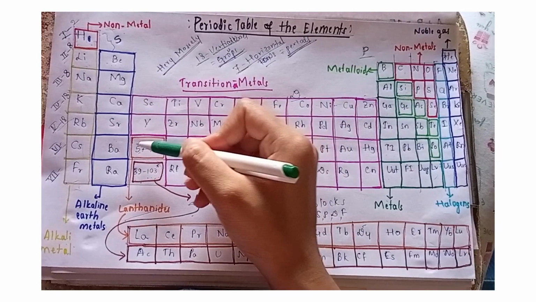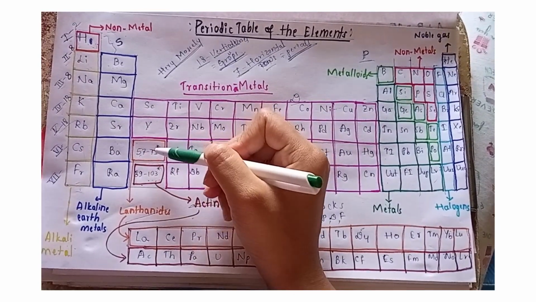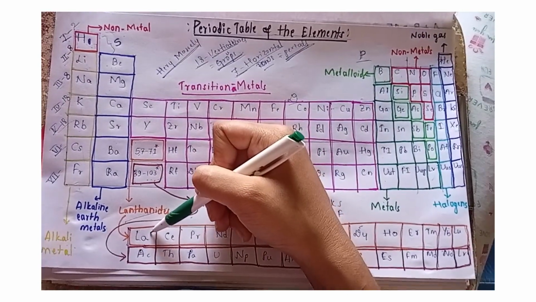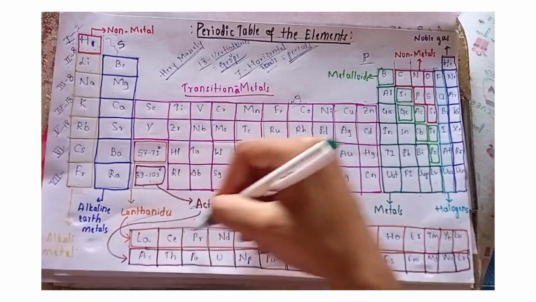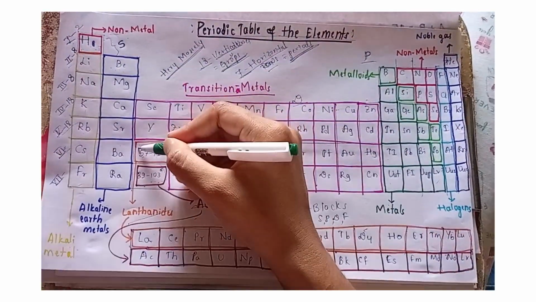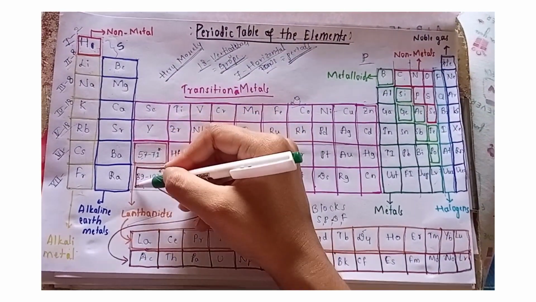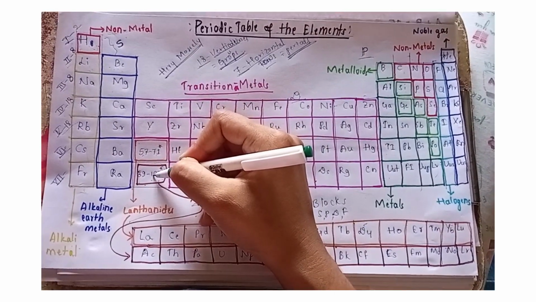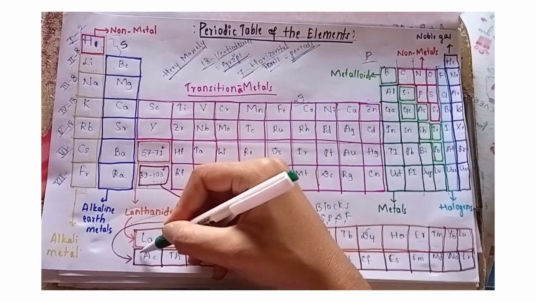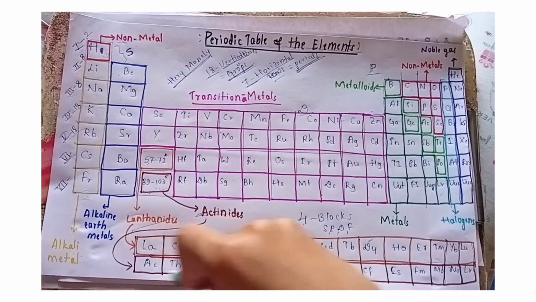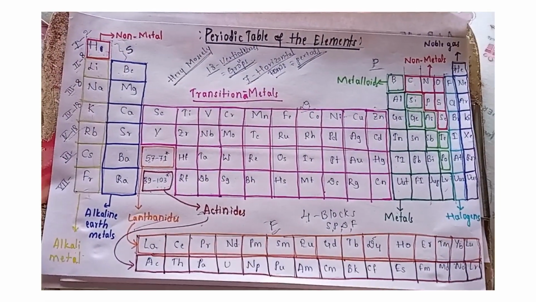Why? Because the elements numbered 57 to 71 are shifted to the bottom of the periodic table. These are called the lanthanide series. This whole row is called the lanthanide series, which is missing from the 6th row. The elements missing from the 7th row are called the actinides, placed below the lanthanide series. These are called the actinide series.